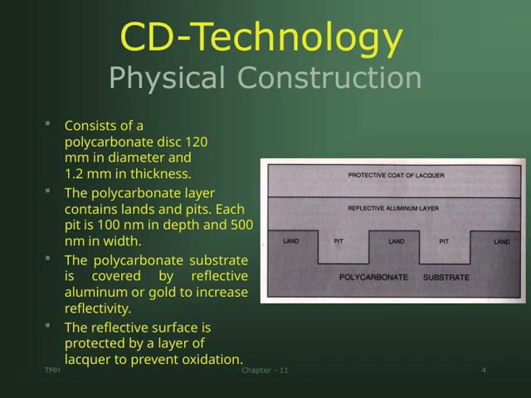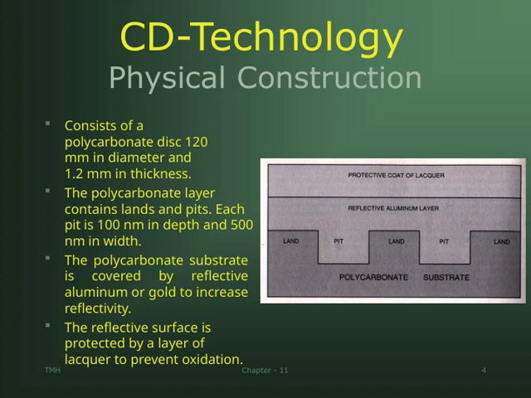Let's take a closer look at the physical construction of a CD. It consists of a polycarbonate disc, which is 120 millimeters in diameter and about 1.2 millimeters thick. This polycarbonate layer is where the data is stored, and it contains tiny lands and pits. The pits are quite small, about 100 nanometers deep and 500 nanometers wide, and these are essential for encoding information. On top of the polycarbonate substrate, there's a reflective layer made of aluminum or gold.